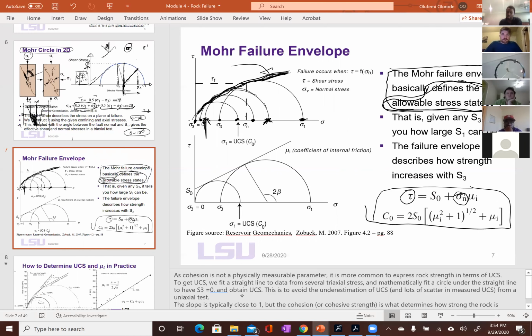Mohr-Coulomb line. The failure envelope. That's the failure envelope that goes through these different circles. And then you can approximate that envelope, which is a curve, with the Mohr-Coulomb failure line. So it's an approximate value.